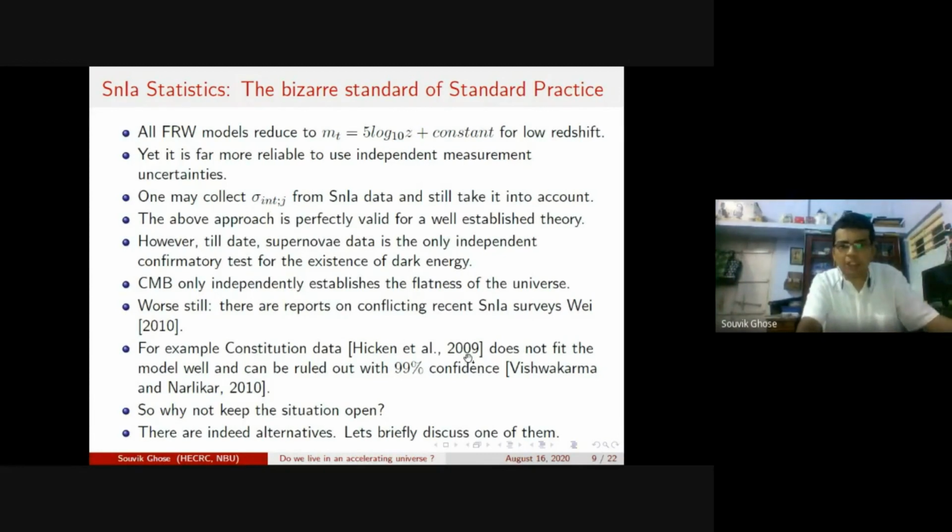But as I mentioned before, it has become a standard practice to estimate the parameters and not to concentrate on the goodness of fit. When that is taken into account, and the authors Vishwakarma and Ehrlicher actually did that, they saw that the lambda CDM model does not fit the Constitution data well, and in fact it can be ruled out with 99% confidence. That's astonishing. So why not keep the situation open? Why not consider alternatives? Are there alternatives? Well, yes. So let's briefly discuss one of them.